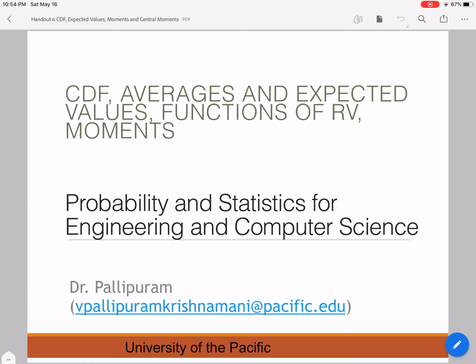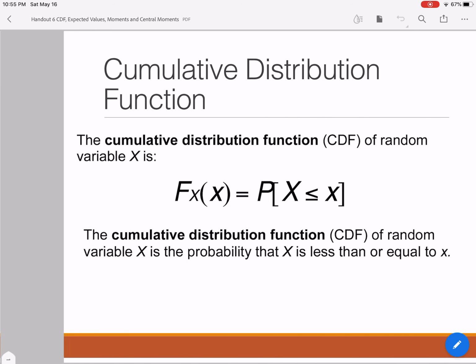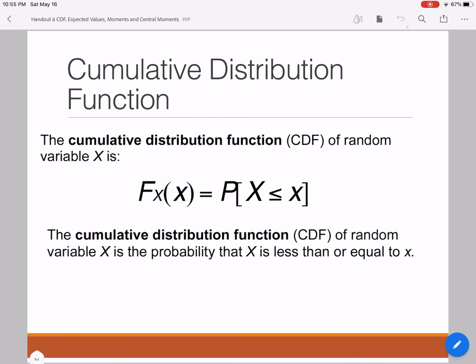Hey, what's up, guys? So in this lecturette, I'm going to discuss cumulative distribution function, which happens to be a different probability model for discrete random variables and for random variables in general. And along the way, we are also going to discuss some statistical parameters that are typically used to describe probability experiments. And those are expected values, averages, functions of different random variables, and moments and central moments. So let's start with cumulative distribution function.